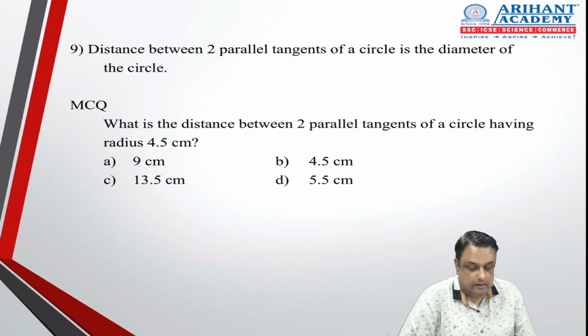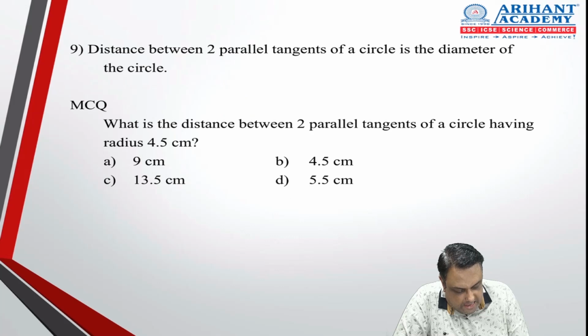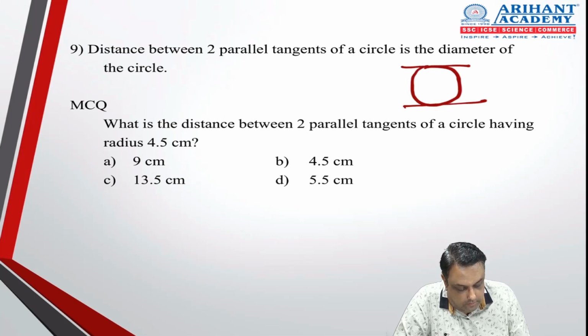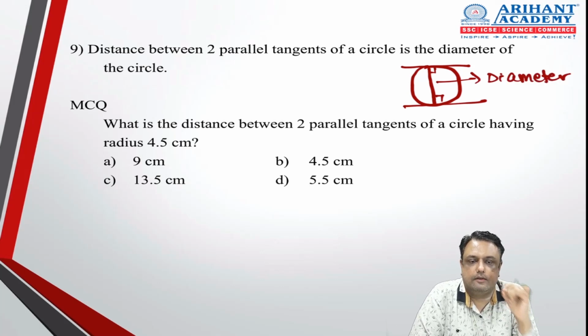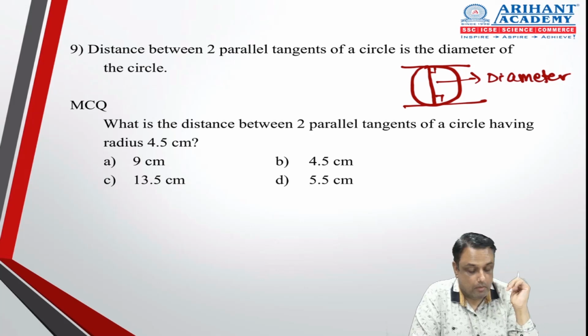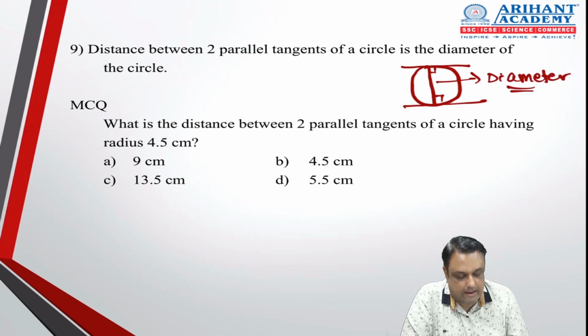Now, distance between two parallel tangents. Whenever in a circle there are two parallel tangents, then the distance between them, whenever we talk about distance, it is the perpendicular distance between them. It is always the diameter of the circle. Keep in mind, the distance between two parallel tangents is always the perpendicular distance, which is the diameter, the height between two parallel lines, and that is always the diameter of the circle.